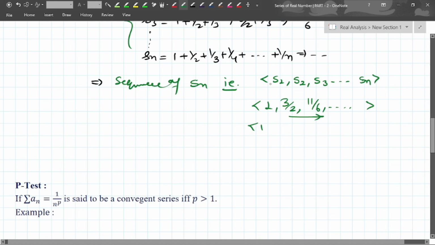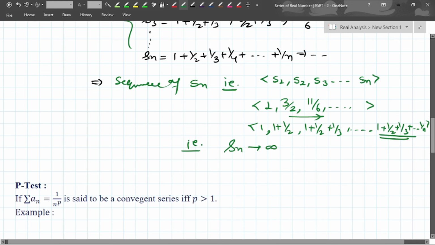What is the pattern? 1, then 1 plus 1 by 2, then 1 plus 1 by 2 plus 1 by 3, and the last term is 1 plus 1 by 2 plus 1 by 3 up to 1 by n. If you see this, it is going to infinity. It means that as capital N goes to infinity, this is divergent. So the series an is also divergent. This is the concept of SOPS, meaning sequence of partial sums.